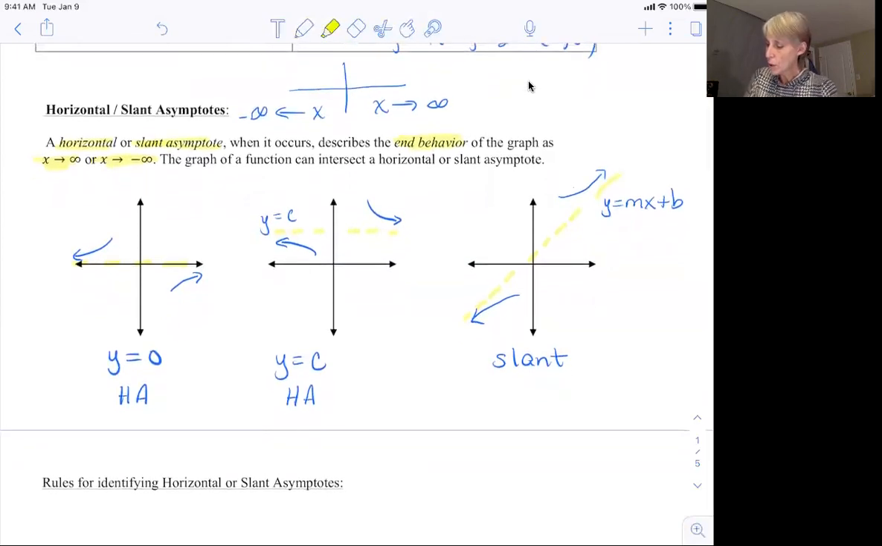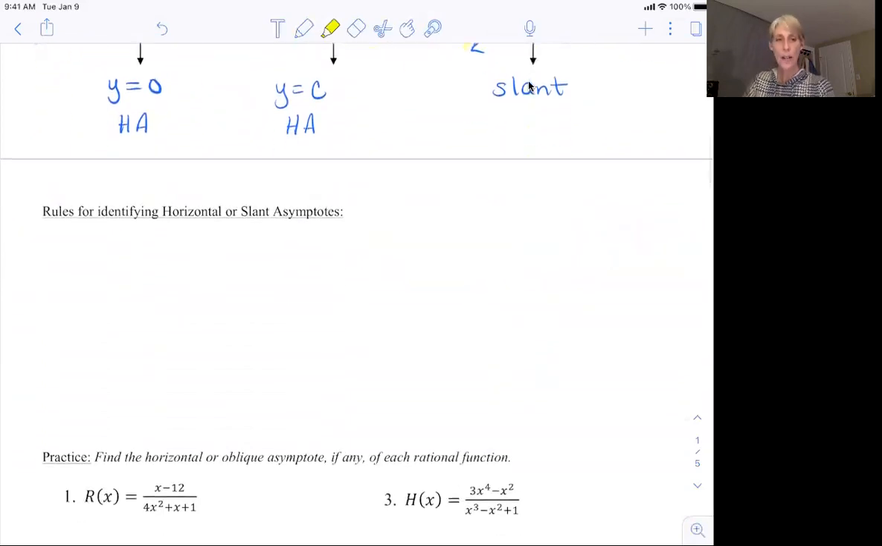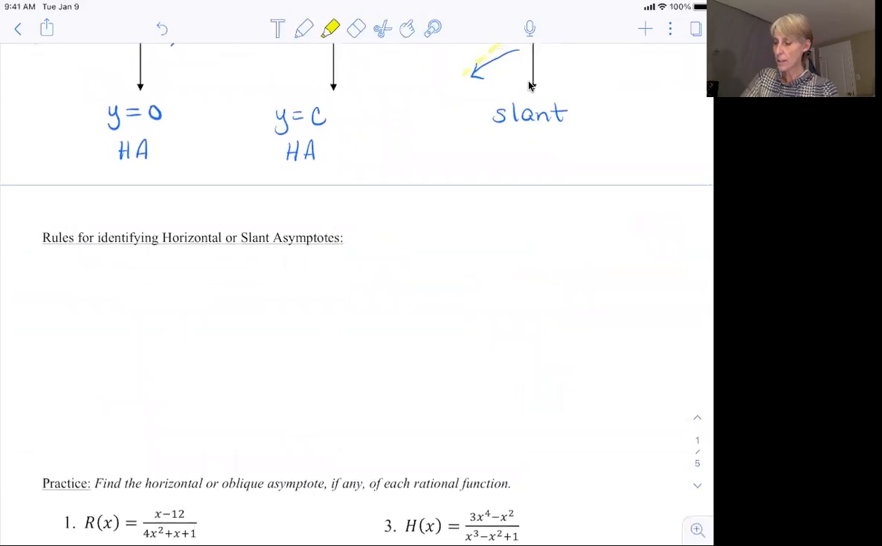Might be important to note here, the graph of a function can intersect a horizontal or slant asymptote. And again, we'll see more of that tomorrow when we're doing the actual graphing. So we're just going to talk about the rules. How do we identify horizontal or slant asymptotes? And remember, we're going to be dealing with what we call end behavior.